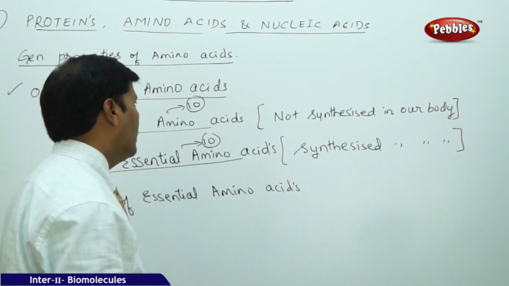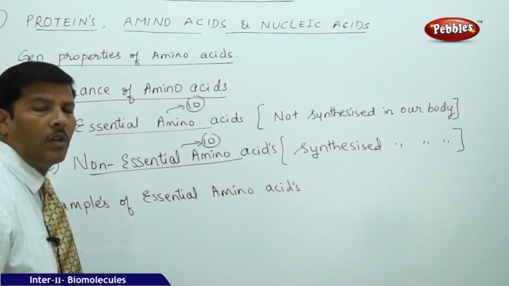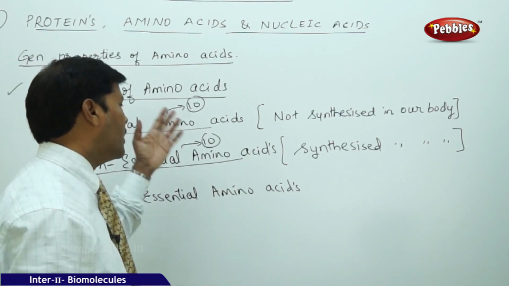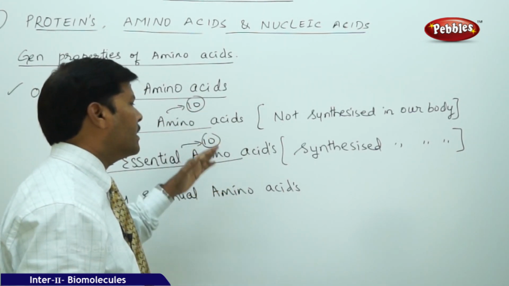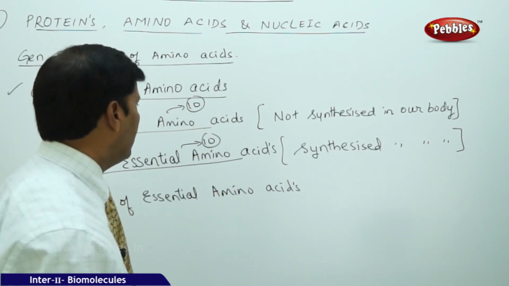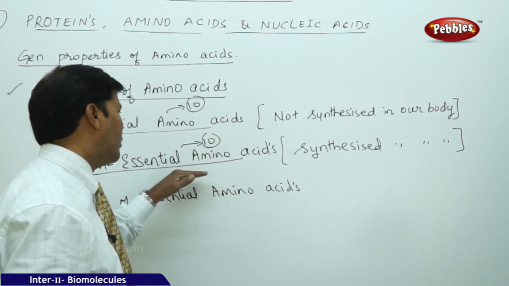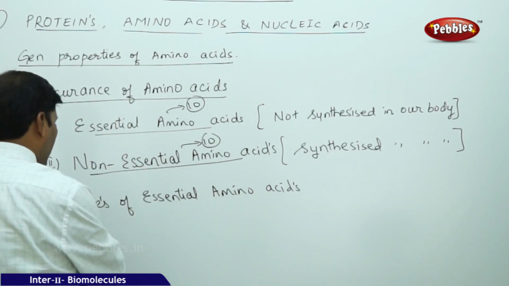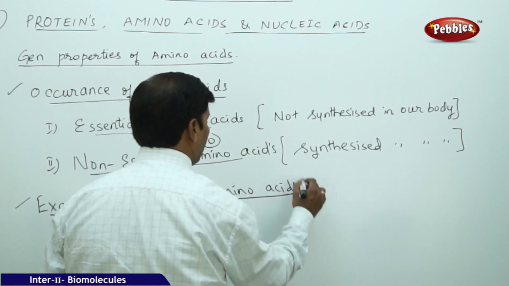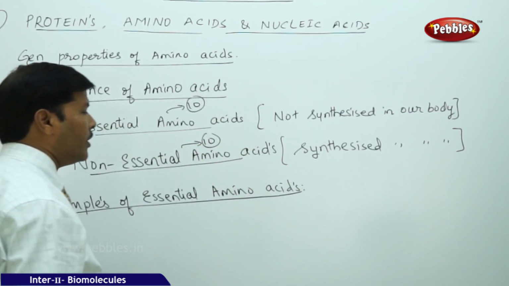There are actually hundreds of different amino acids known to us, but among those we take only 20 amino acids. Of the 20 amino acids, 10 are called essential amino acids and the remaining 10 are called non-essential amino acids. Let me give you some examples of essential amino acids.